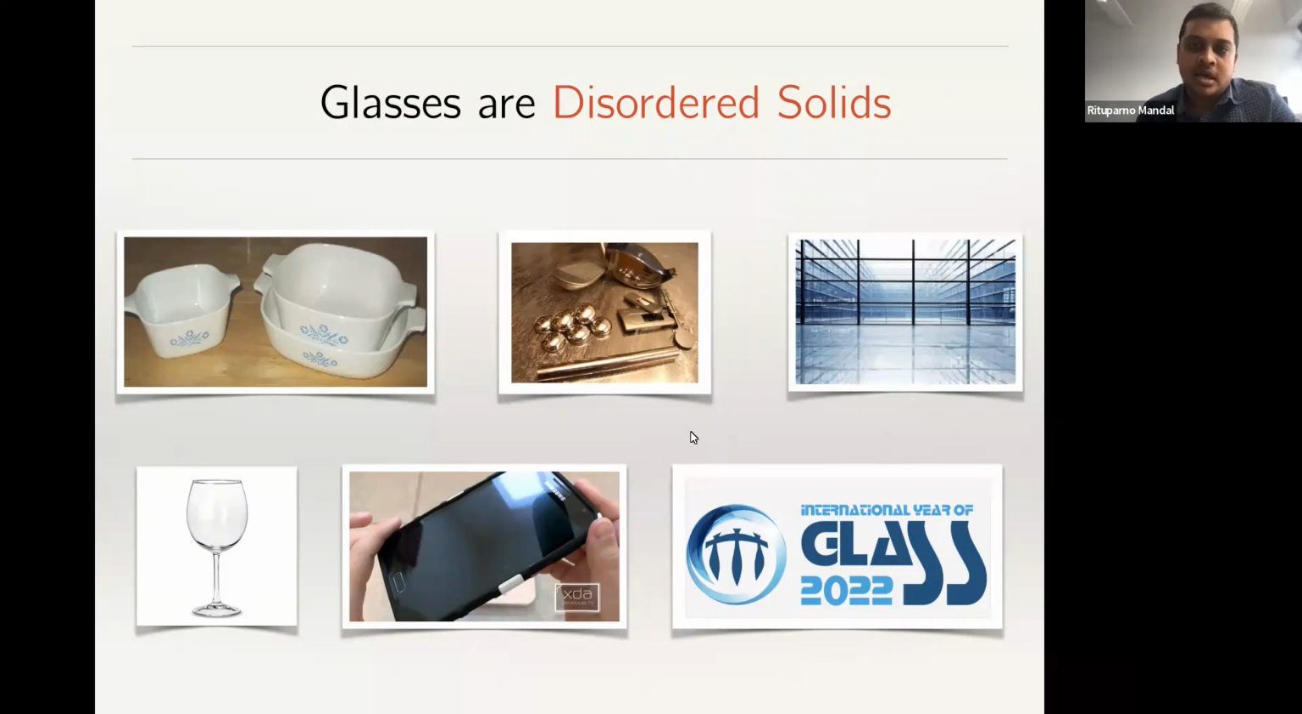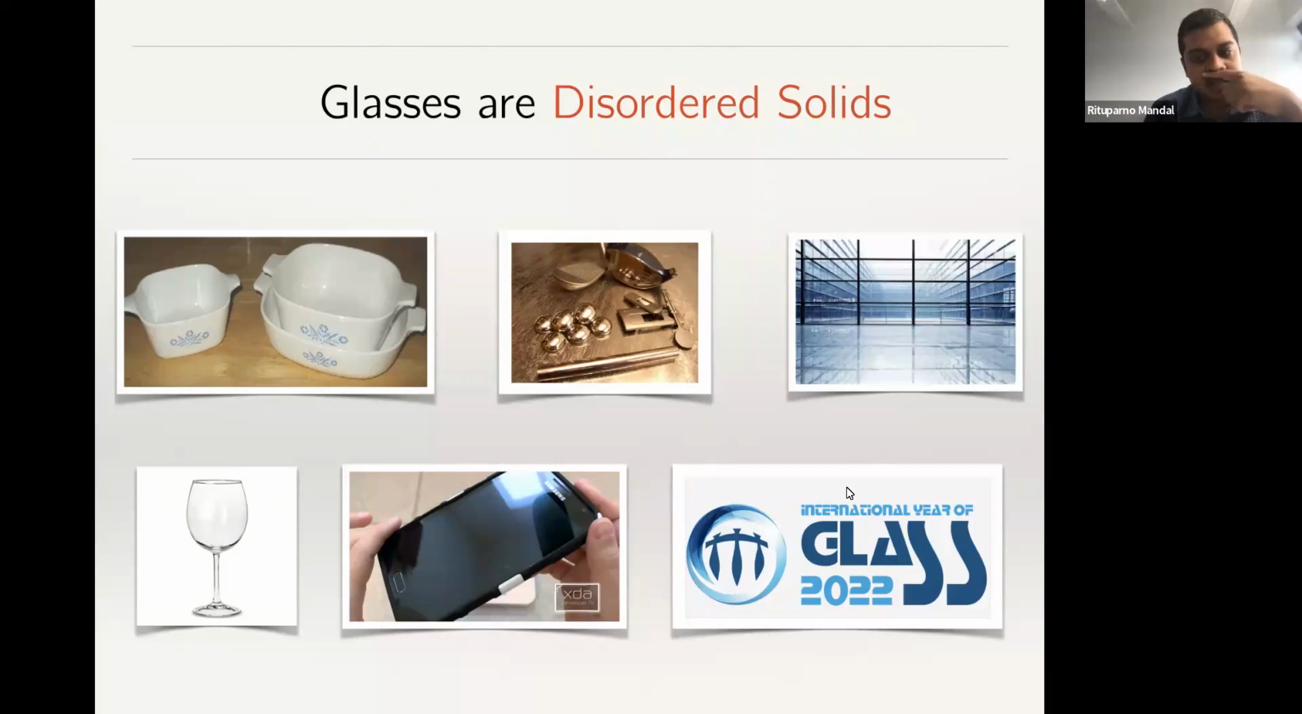Okay. So now, if we look around us, we see all these examples of glasses. Like, for example, ceramic containers, metallic glasses, window glasses, wine glasses, or even the Gorilla Glass in our smartphones. It would not be an exaggeration to call the modern age the age of glass, because we are surrounded by so many disordered glassy materials. In fact, to celebrate the crucial role of glasses in society, in science and technology, the United Nations has declared 2022 as the International Year of Glass.